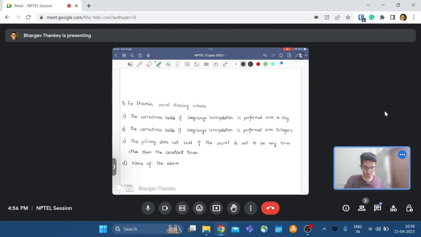So now let's look at the next problem. The next problem is for the Shamir secret sharing scheme: which of these options are correct? Option A: the correctness holds if Lagrange interpolation is performed over a ring. Option B: the correctness holds if Lagrange interpolation is performed over integers. Option C: the privacy does not hold if the secret is set to be any term other than the constant term. And option D is none of the above. So which of these options are correct?